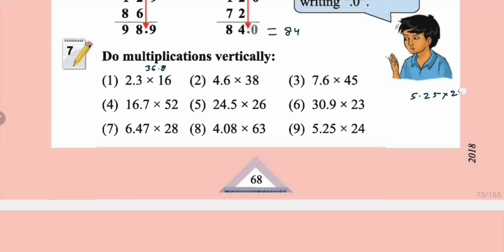What about the last one? 5.25 into 24. 4 5s are 20. 4 2s are 8, 10, 1. 4 5s are 20, 21. 2 5s are 10, 1. 2 2s are 4 plus 1, 5. 2 5s are 10, 0. 0, 6, 2, 1. 126 is the answer. Right.